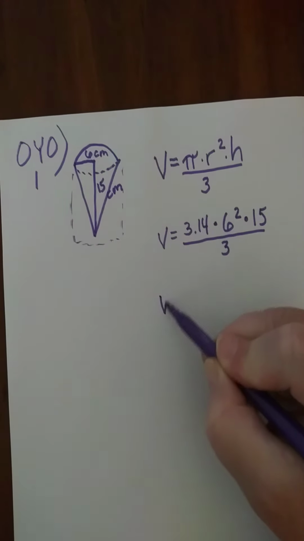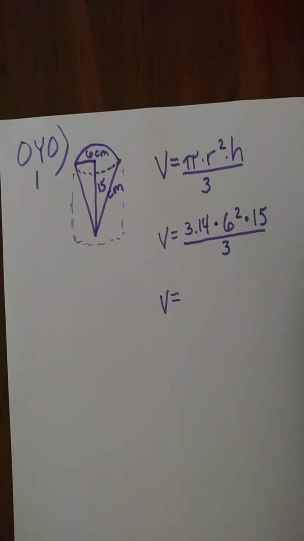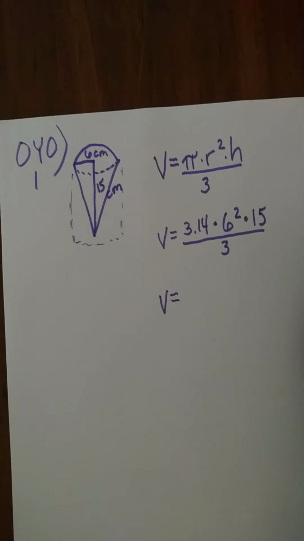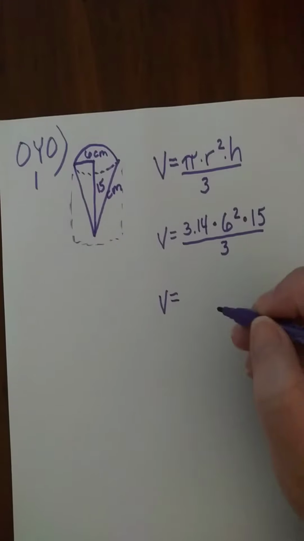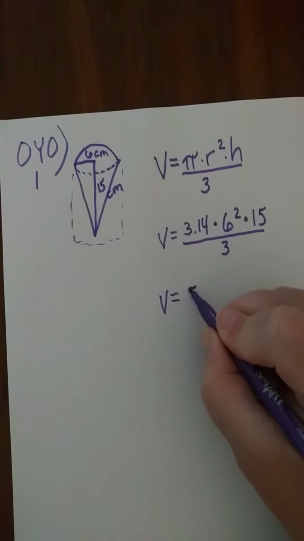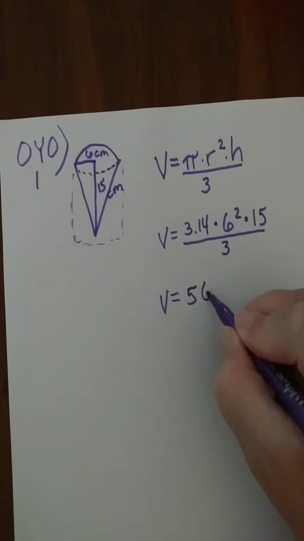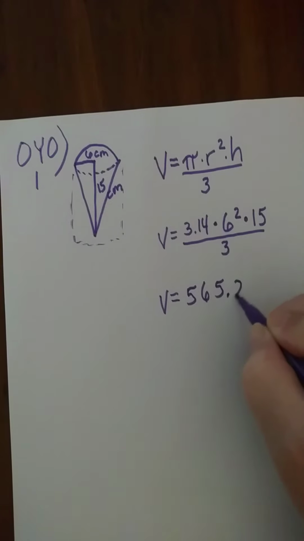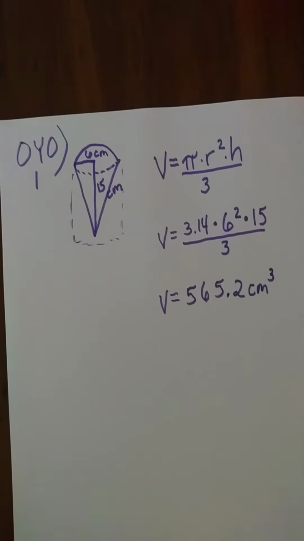Okay, so go ahead and multiply that out. Use your calculator. You should end up with 565.2 centimeters cubed. Okay, nice job.